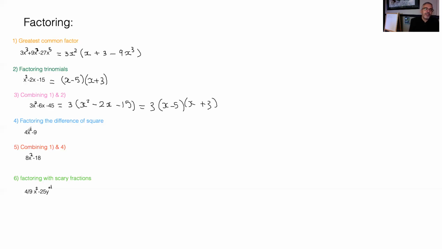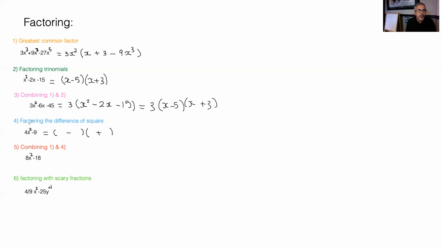Now, the fourth thing is factoring the difference of squares. How do I recognize the difference of squares, which is, I personally think, the easiest way of factoring, because all you need to do, just make sure that the first term is a perfect square, the second term is a perfect square. If that's the case, all you need to do, just open two sets of brackets, make one of them negative and one of them positive, doesn't matter which is which.